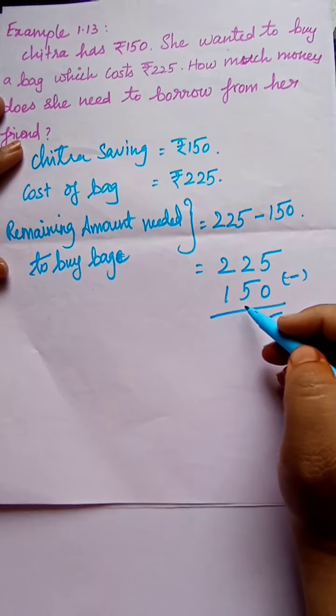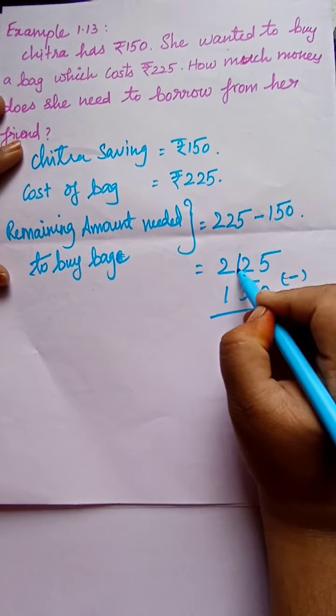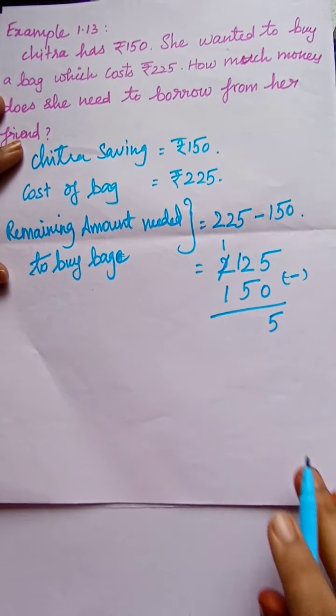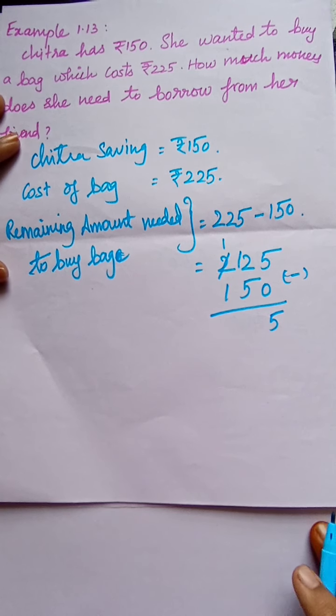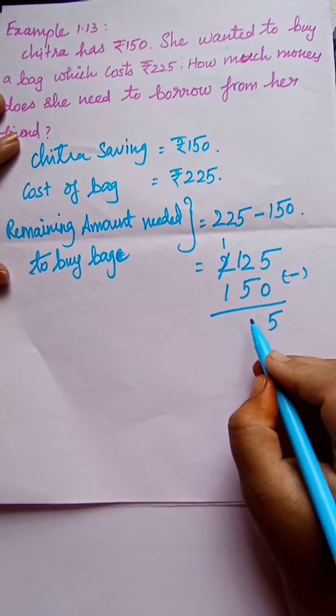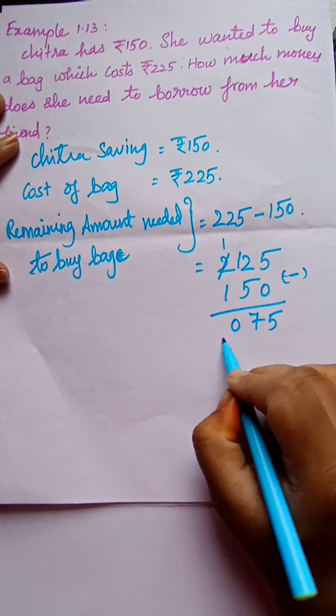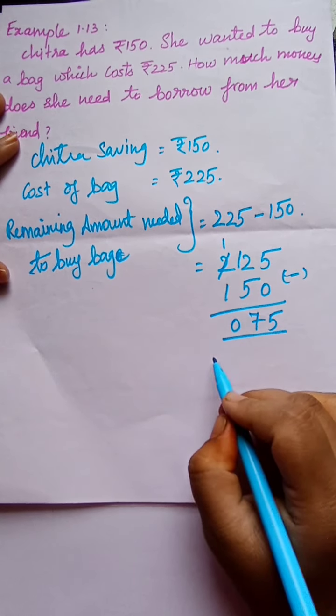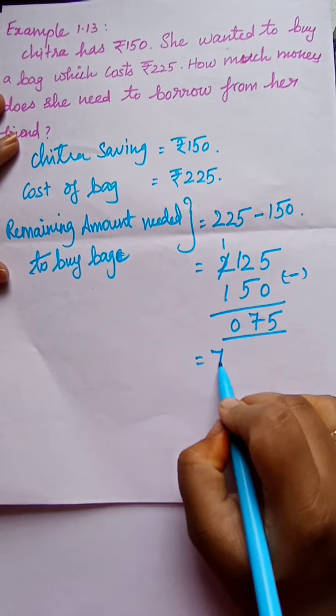So 2 minus 5, can you subtract? No. So you have to borrow here. So it will be converted as 1 and here it will be converted as 12. So 12 minus 5 is 7. So 1 minus 1, 0. So here 0 cannot be taken, so you can just write it as 75.